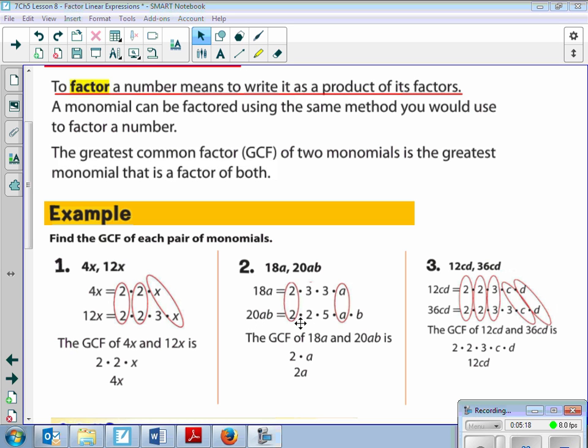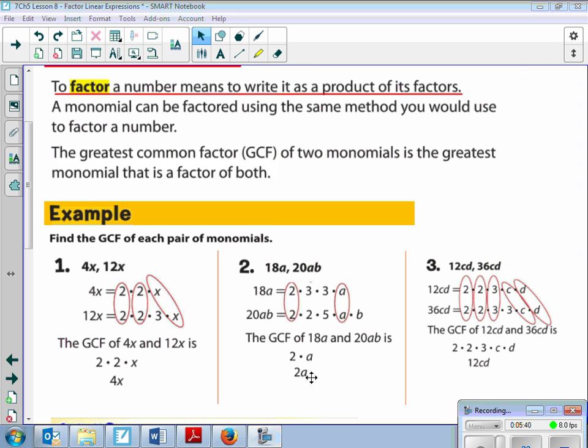20ab is 2 times 2 times 5 times a times b. When we circle what they have in common, you'll see that the only things they have in common are the 2's and the a's. So we multiply that 2 times a to get 2a. So the GCF of 18a and 20ab is 2a.